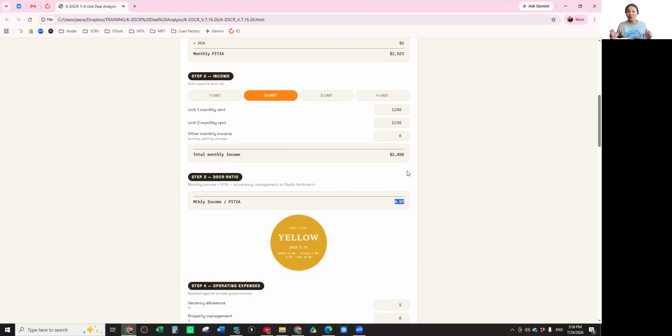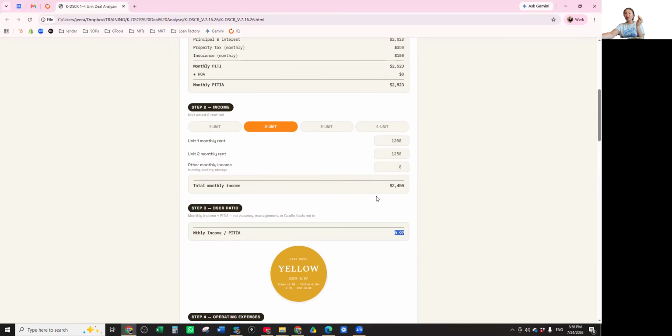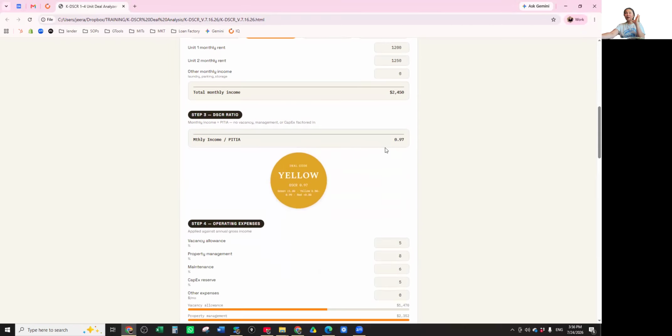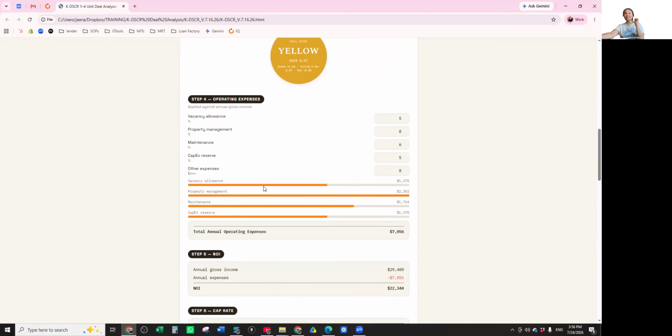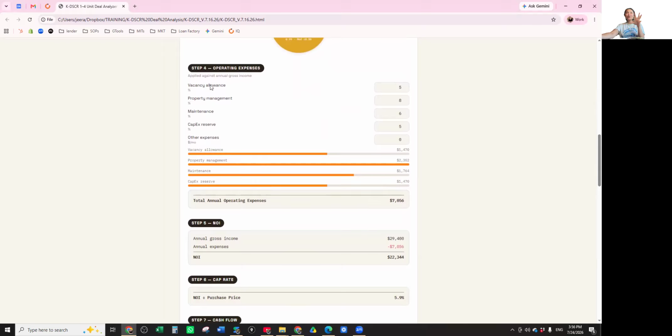They do not need to know what type of loan you need to lend, but you need to understand, if you want to use a DSCR loan, these price, the income that you're looking for. For this case, below 1, so yellow. Operating expenses: this section the lender doesn't look at, but you as an investor should.